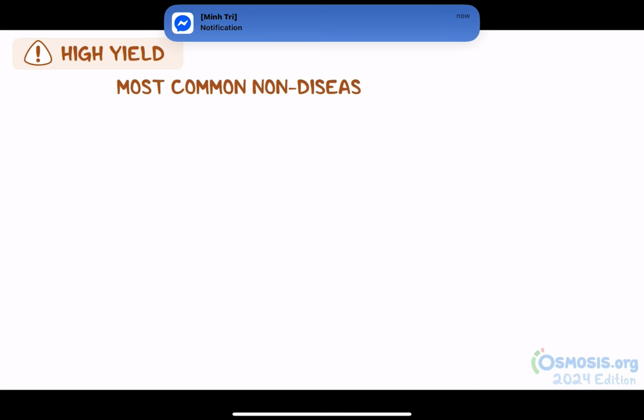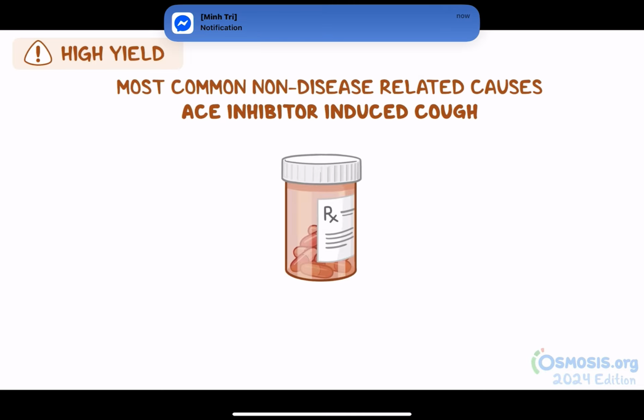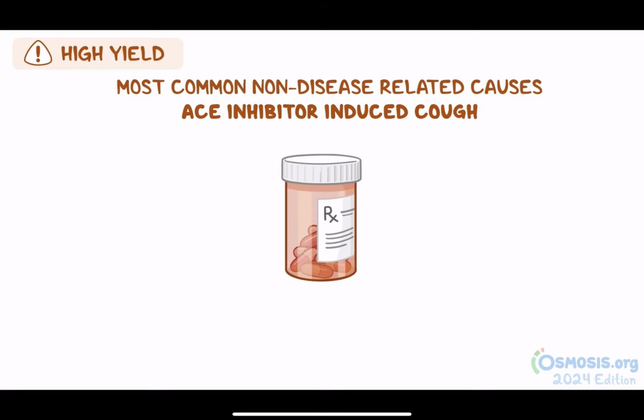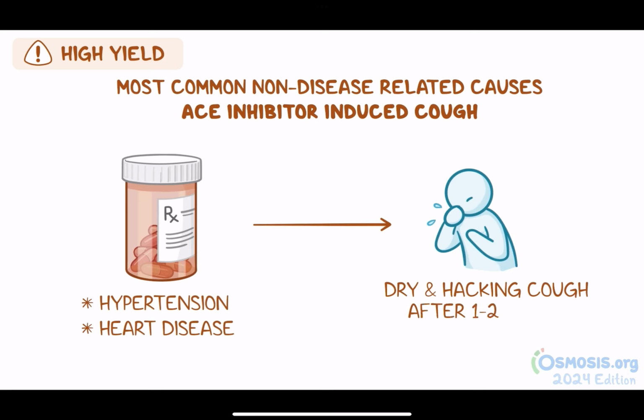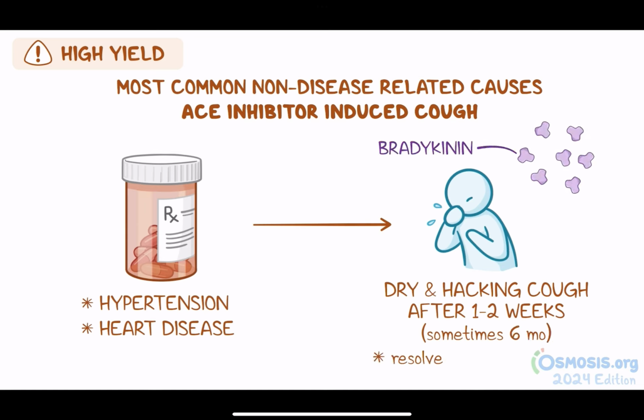Here's a high-yield fact. One of the most common non-disease-related causes of cough is ACE inhibitor-induced cough. Individuals who are taking ACE inhibitors for hypertension or heart disease can develop a dry and hacking cough that typically occurs in 1 to 2 weeks after starting the medication. But in some cases, it might occur even after 6 months. This is likely due to the accumulation of bradykinin, and it typically resolves within a few days of stopping the medication.